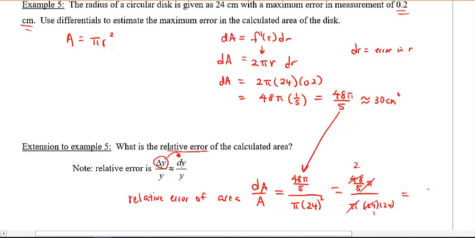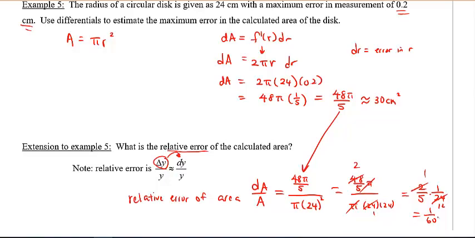So now I'm thinking this is the same thing as 2/5 times 1 over 24. That simplifies to 1/12, and yes, I got 1/60th. So really the relative error here is just 1/60th of the original. So not that large.